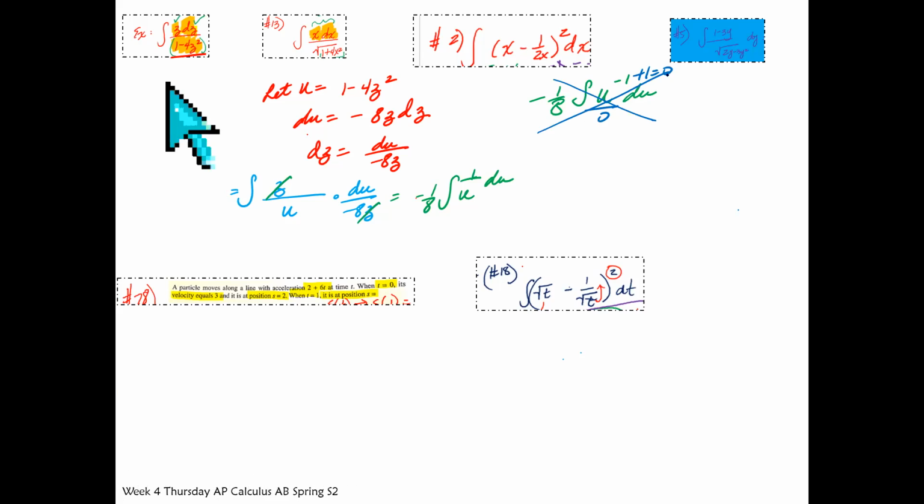One of the formulas on your integral formula sheet is that the integral of 1 over x dx is equal to ln x. So with this one, you're going to have negative 1 over 8 ln u plus c. Then we replace the u back with 1 minus 4z squared, plus c. And that is your answer.